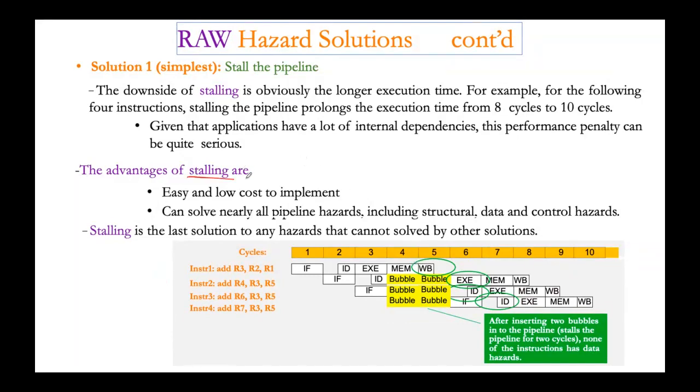The advantage of stalling is that it is easy and low cost to implement, and it can solve nearly all pipelining hazards. It may be data hazards, structural hazards, or control hazards. But stalling is the last solution, for any hazards that cannot be solved by other solutions.